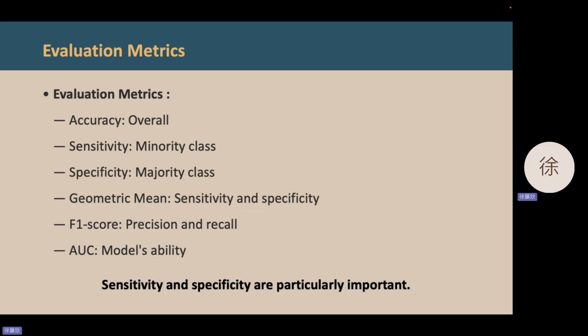And the geometric mean, the geometric mean of sensitivity and specificity. And F1 score, the harmonic mean of precision and recall. And the final is the AUC, the area under the curve, used to measure the model's ability to distinguish between different categories. Sensitivity and specificity are particularly important in medical diagnosis because they are directly related to the accuracy of diagnosis.